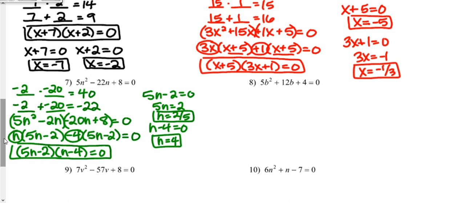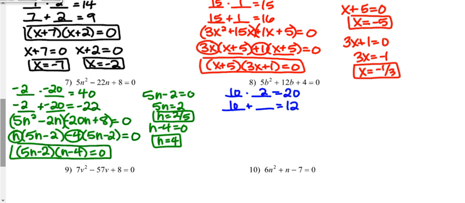All right, cruising right along. Number 8, we have another quadratic without a common factor. And so we also can't use the shortcut because a is not 1. So we're going to go straight into our factoring process. So numbers that multiply to a times c, which would give me 20, and add to your middle term, which is 12. So numbers that multiply to 20 and add to 12, we would have 2 and 10.